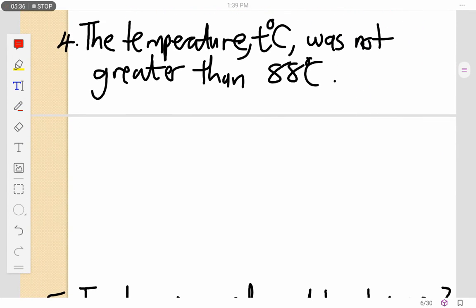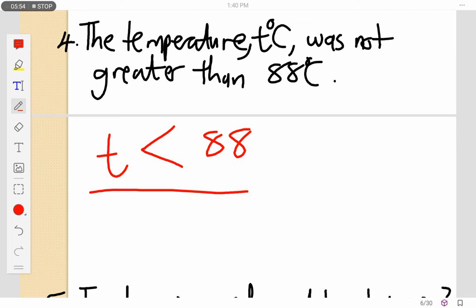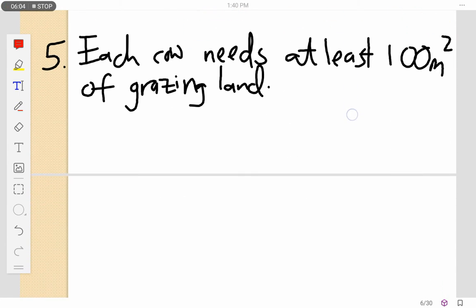It's saying the temperature T, we are using T degrees, was not greater than 88 degrees, so it was less than 88. So you simply say T is less than 88 degrees. So the temperatures there will be 87, 86, 85, and so on degrees. Okay, that's the numbers there. Let's go on to the last one.